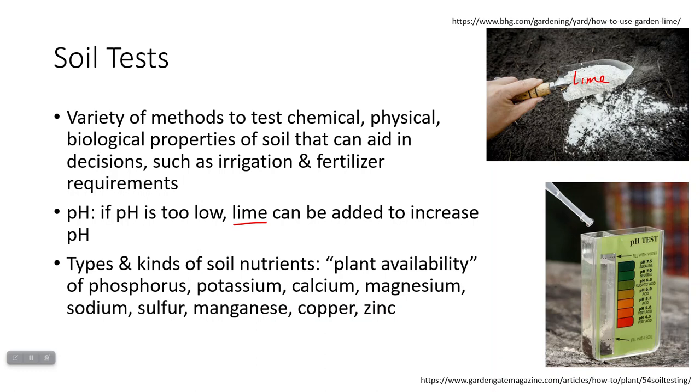You can also test for multiple different types of soil nutrients. And you can test to see if they're in a plant available form, meaning are they in a form that plants can easily take up? Because it doesn't matter if you have a ton of phosphorus in your soil. If it's not in a form that plants can take up easily through their roots, then to plants it's going to be as if there's no phosphorus there whatsoever. And so knowing if you have plant available varieties of all of these different types of nutrients lets you know, do you need to add some of these nutrients? And if so, then you can add them in a fertilizer mix.